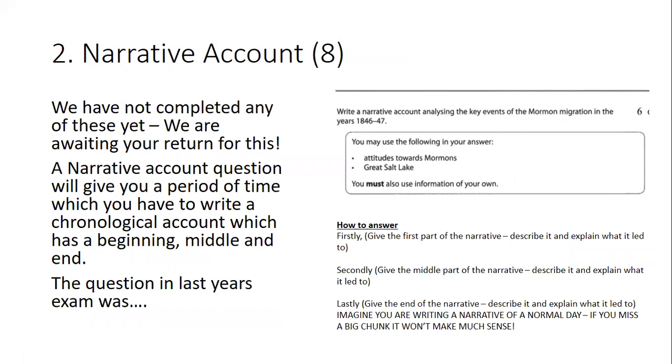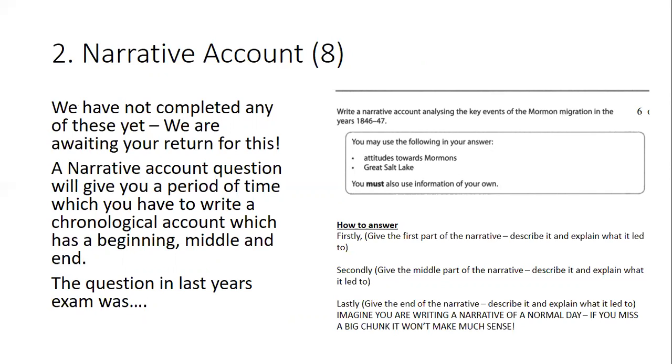Question number 2, we actually haven't done any of these yet. It's a narrative account question. Now, you'll be asked to write a narrative account analysing an event over a period of time. It could be a short period or it can be a much longer period. So a narrative account is basically a chronological account that links. It has a beginning, middle, and end.